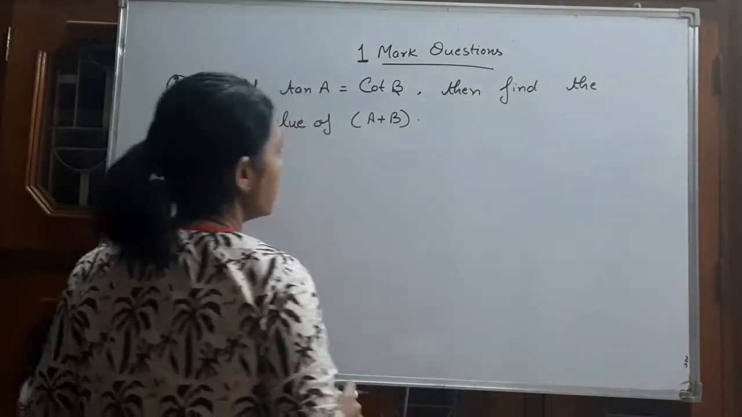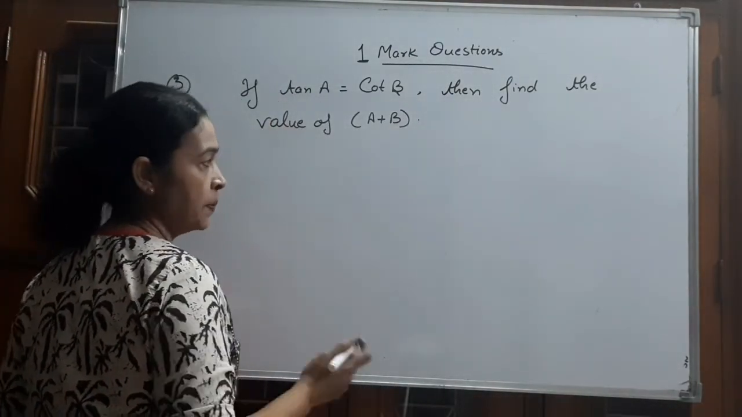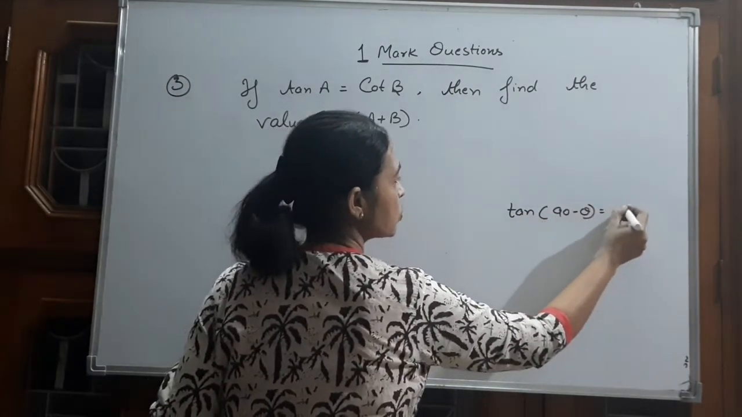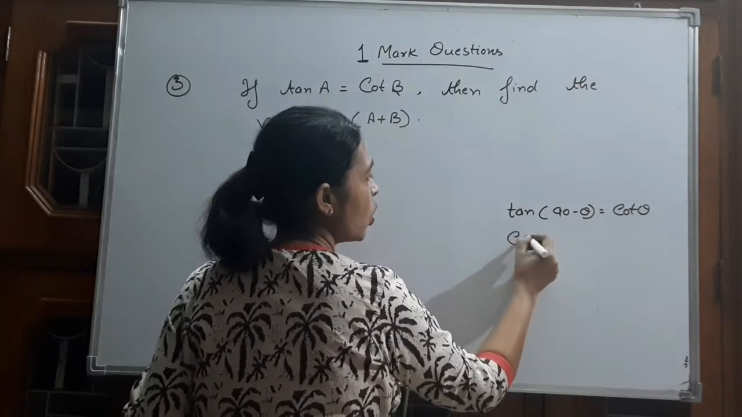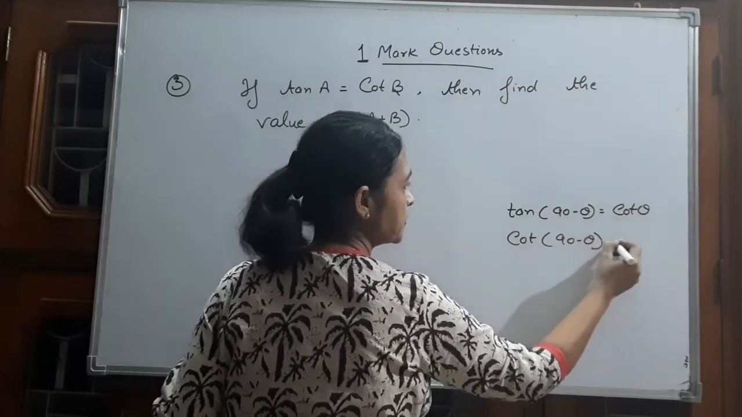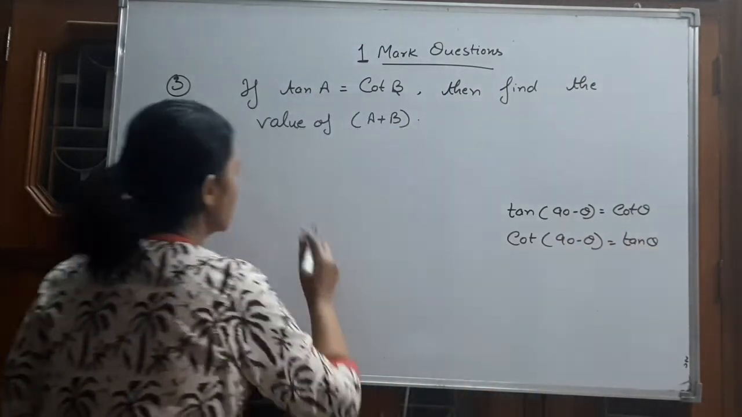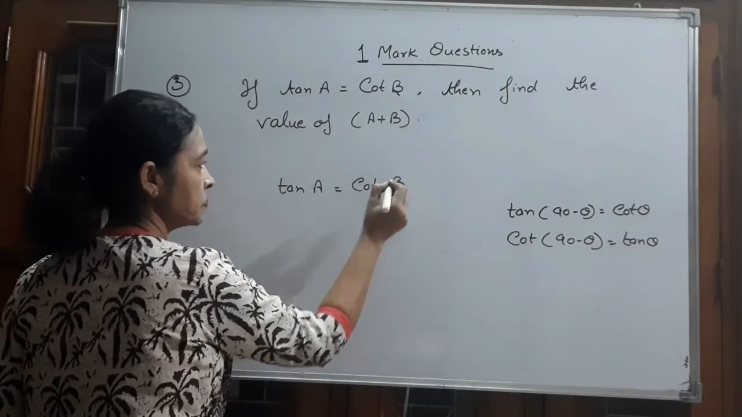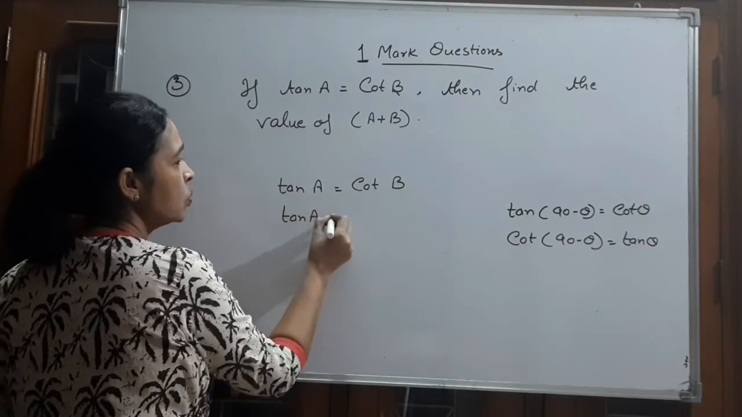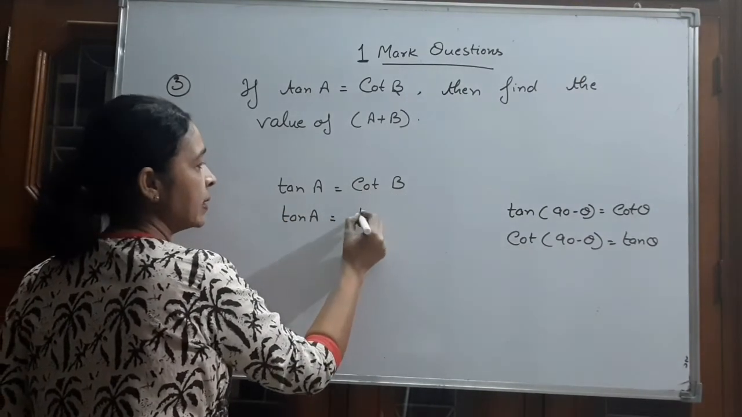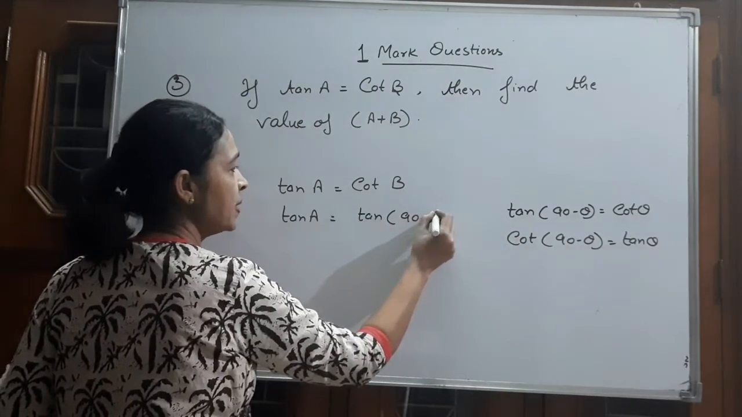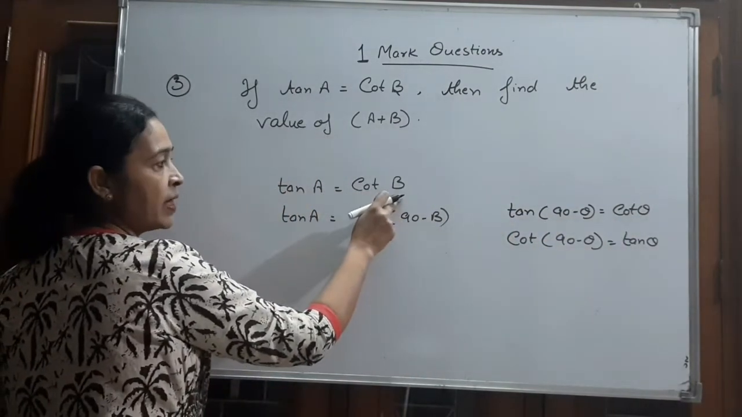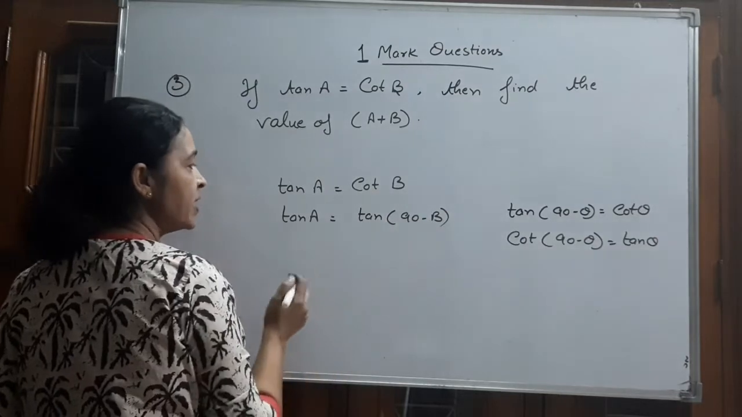If tan A equals cot B, find the value of A plus B. Children, you know tan (90 minus theta) equals cot theta. Similarly, cot (90 minus theta) is tan theta. Now, we have tan A equals cot B. Tan A equals, now cot B can be written as tan (90 minus B). Tan (90 minus theta) is cot theta. In the same way, we can write cot B as tan (90 minus B).